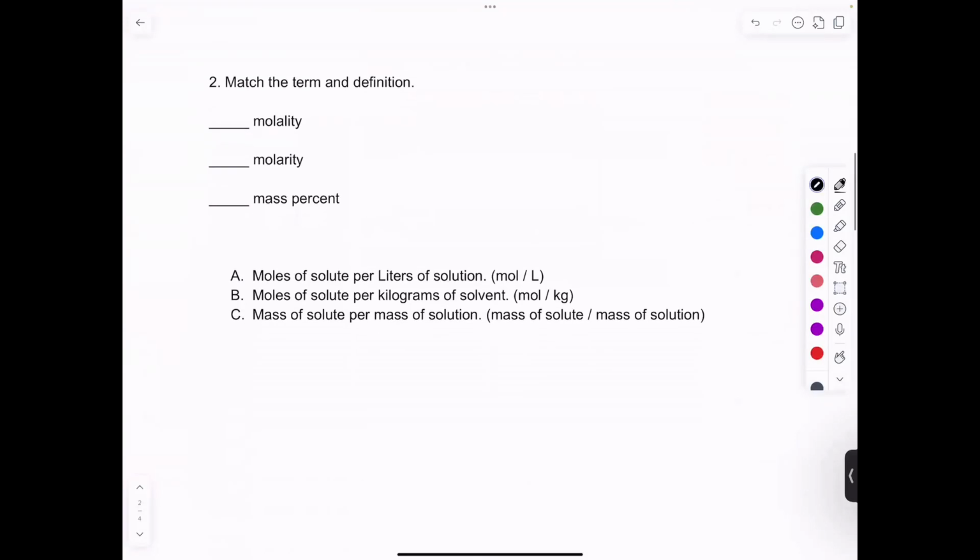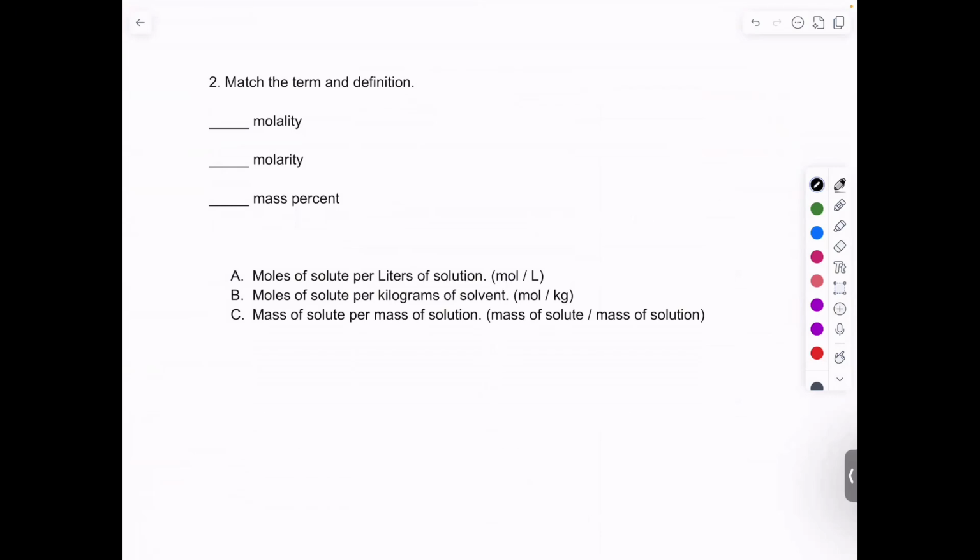Number two, match the term and definition. I only wanted to go over this real quick in this particular review. I also put out a few of these, actually the exact same three, as a post on YouTube. So we'll cover it both ways. All right, so we have molality, molarity, and then mass percent.